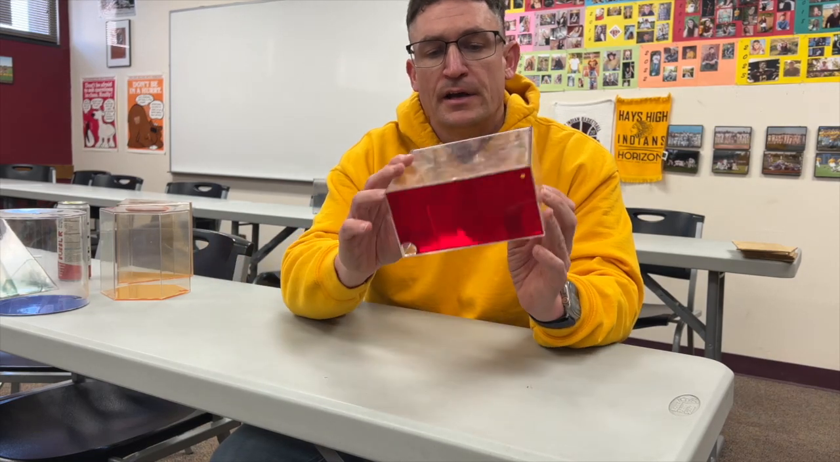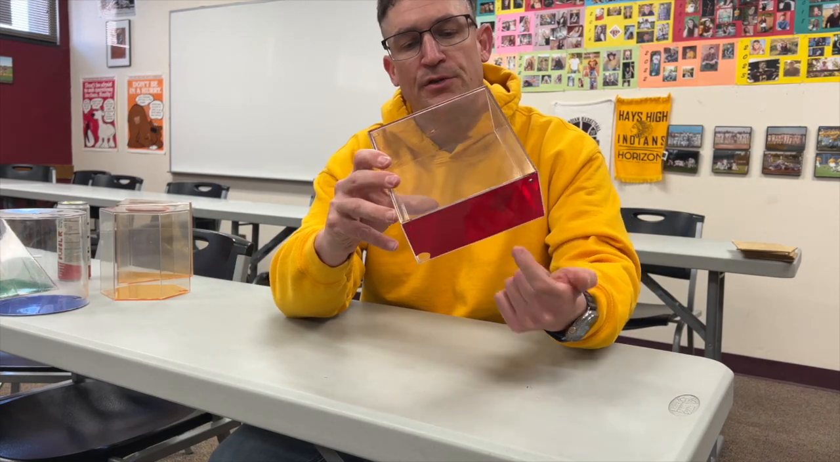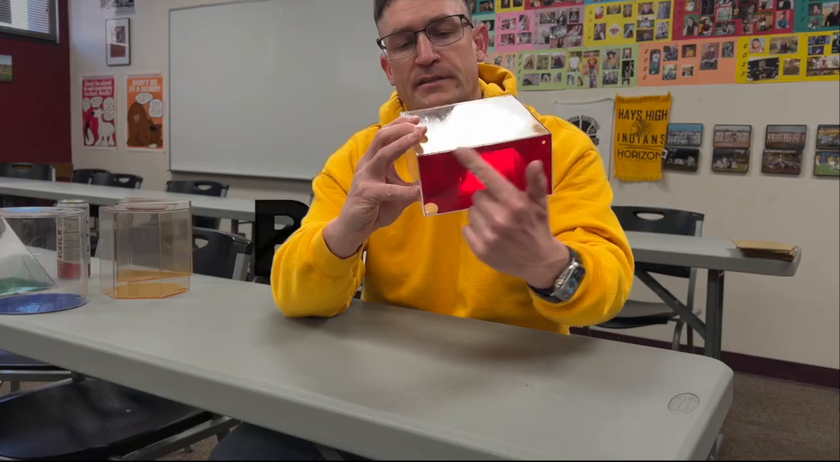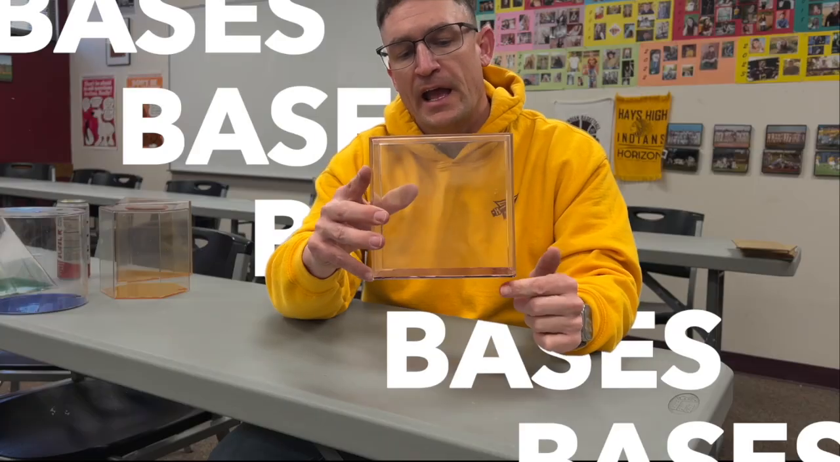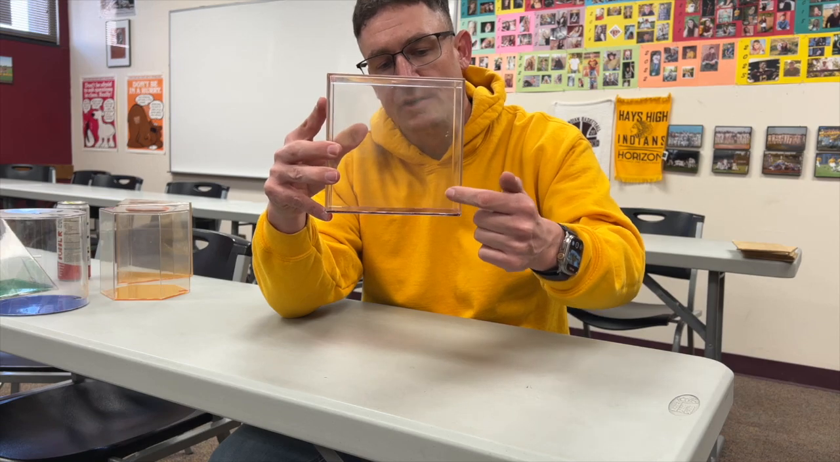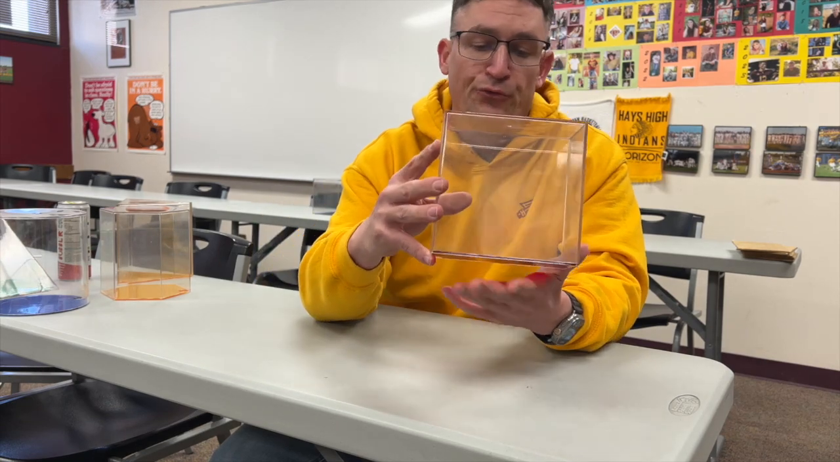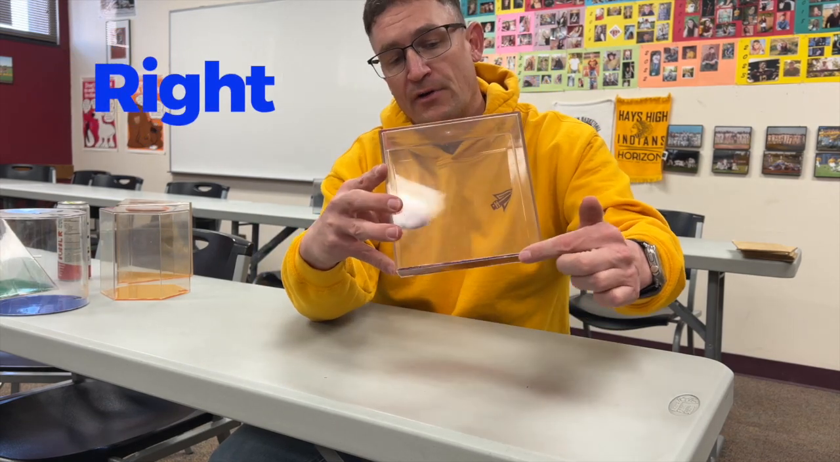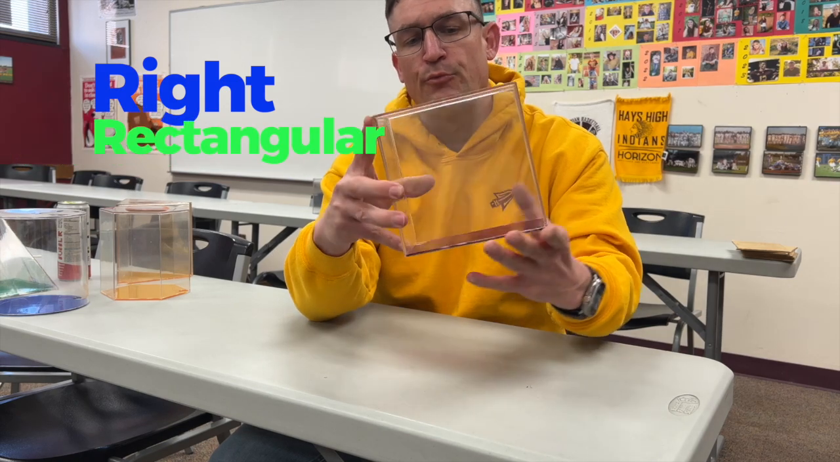So this guy in particular, you see it's got these two things right here, which are called bases. And this guy is a rectangle. And the angle that's formed between these edges right here is going to be 90 degrees. So this would be called a right, because it's got a right angle, rectangular prism.